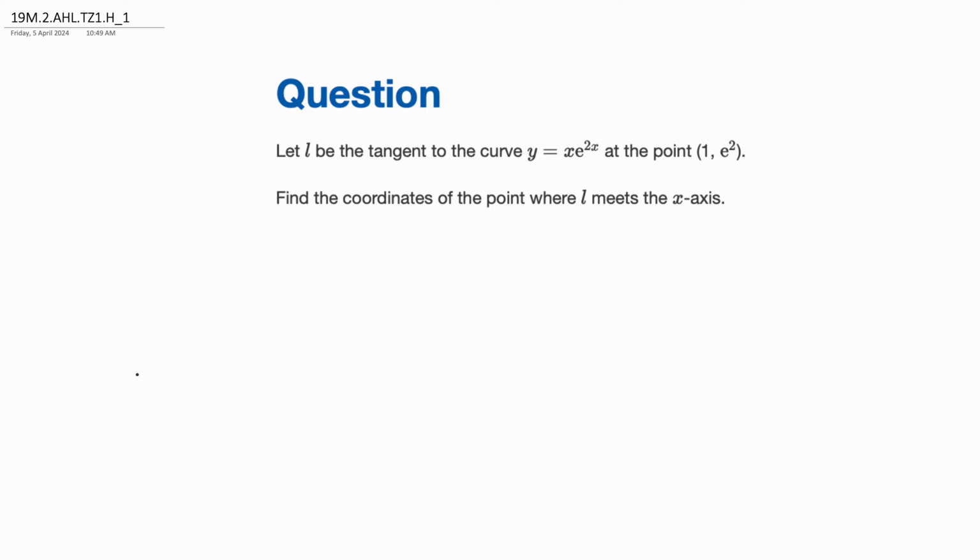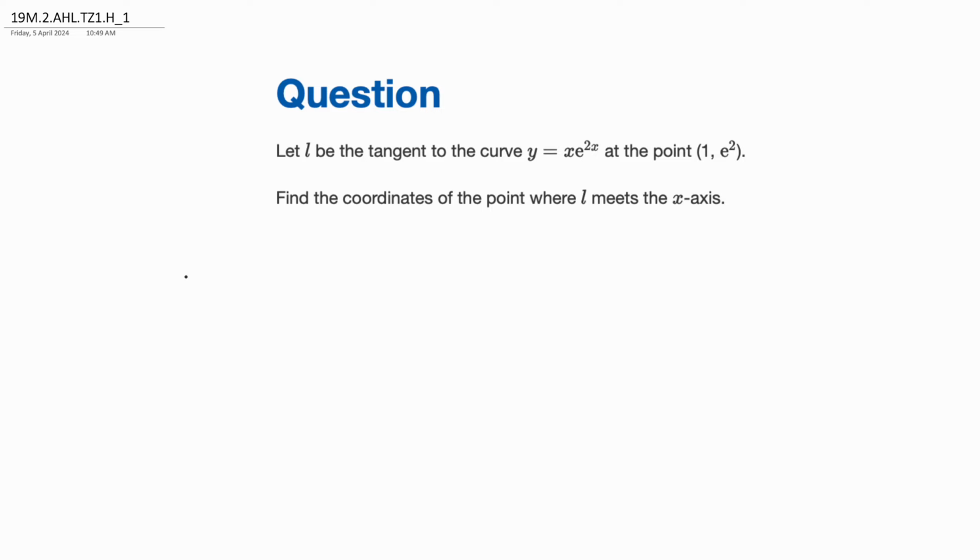This is an additional higher level problem from the IB May 2019 examinations, and it's a paper 2 question. So let's get started. Question: Let L be the tangent to the curve y is equal to x times e to the power of 2x at the point (1, e squared). Find the coordinates of the point where L meets the x-axis.